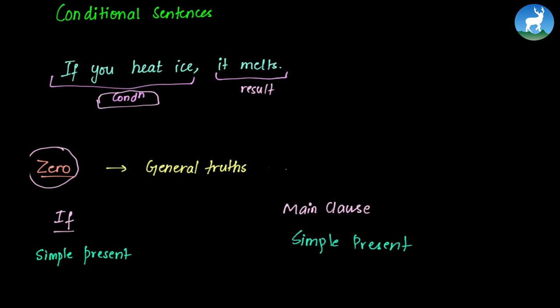The example again goes back to the one we just saw, that is, if you heat ice, it melts. Now this is a general truth. That's why we have the if clause in simple present tense and the main clause also in simple present tense. And this is type 0.